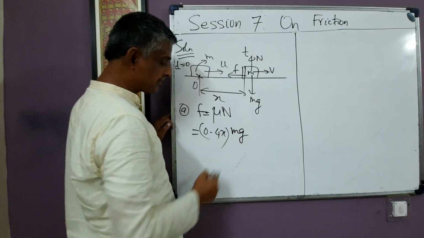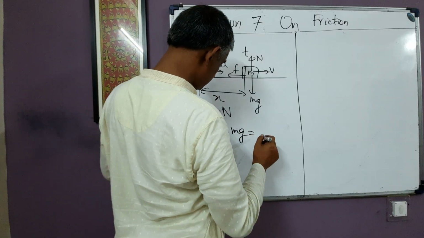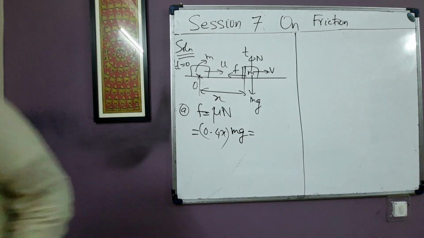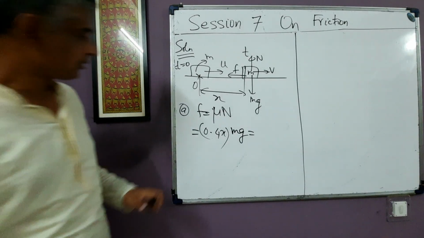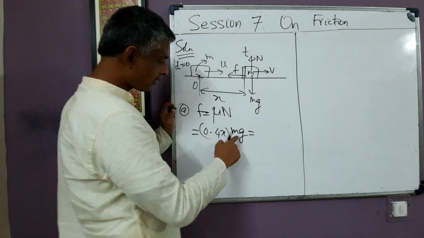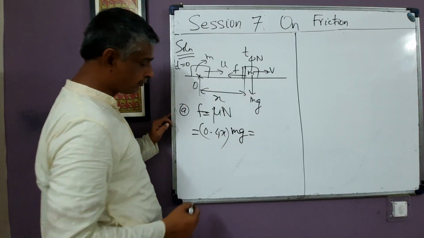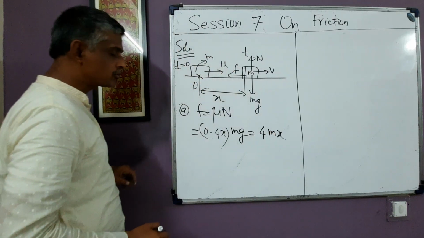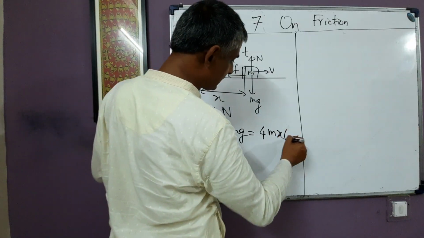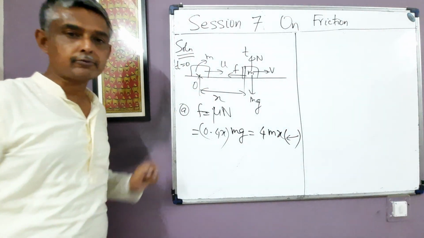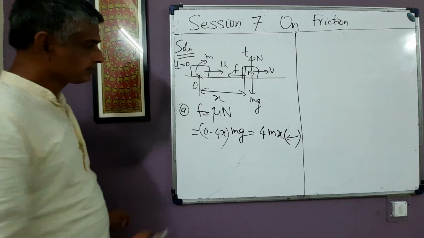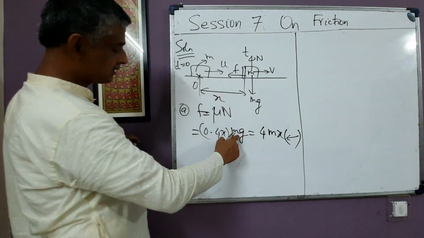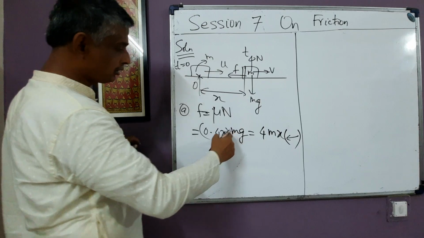So 0.4 into 10 becomes 4. So this becomes 4mx. This is the magnitude of friction force acting on the block at time t and is directed in leftward direction, opposite to direction of relative slip.